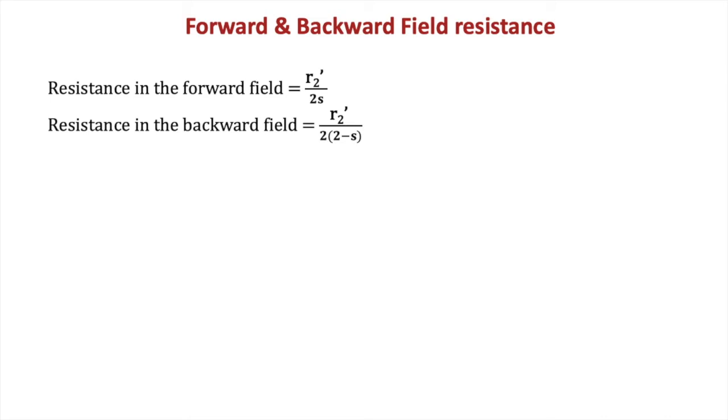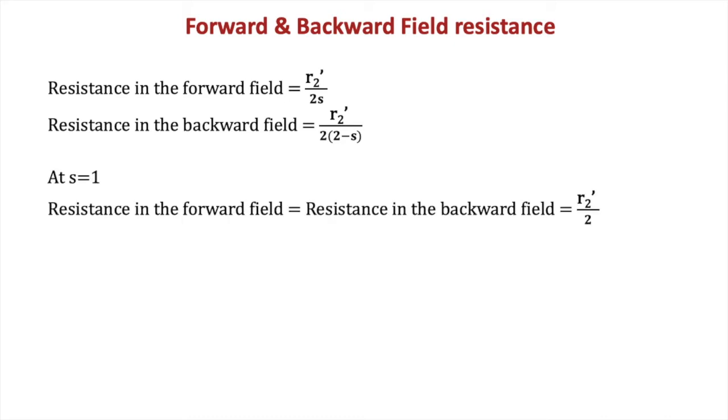Now the forward and the backward field resistances, that we already know, depend on the slip. The resistance in the forward field will be equal to R2 dash by 2S, and the resistance in the backward field will be equal to R2 dash by 2 into 2 minus S. So when slip is equal to 1, the resistance of both the forward and the backward field is the same because S is equal to 1. Substituting S equal to 1, you will get the same resistance as R2 dash by 2.